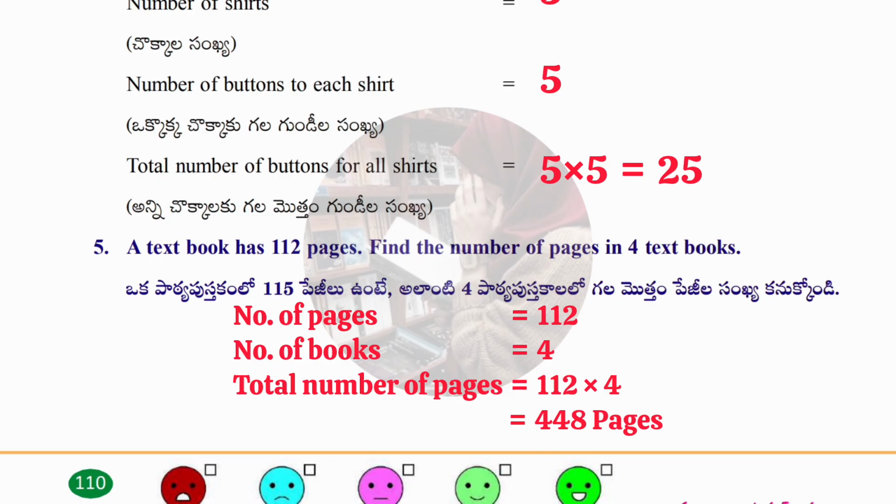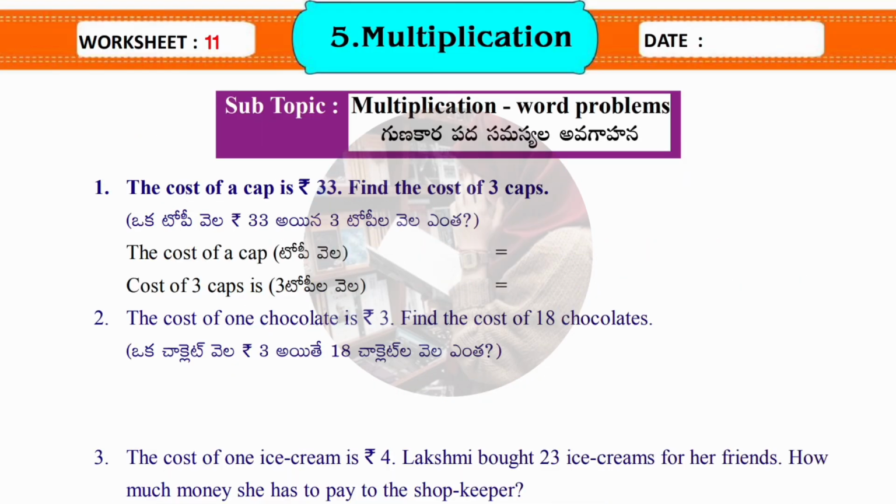Okay, understood guys? Okay, let's move on to the next worksheet, that is worksheet number 11. Here the subtopic is multiplication word problems. Let's see, first question is the cost of cap is 33. Okay, find the cost of 3 caps. Of course, here also we have to do the multiplication as our topic. So write down the answer.